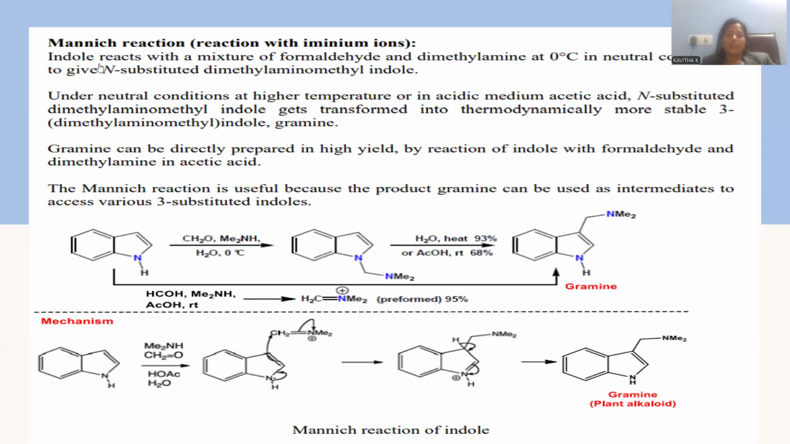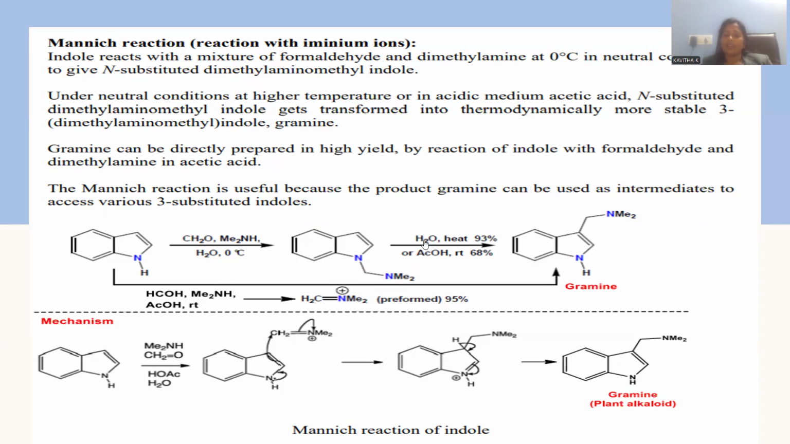And this is the reaction called Mannich reaction. Mannich reaction is a kind of named reaction operated upon the indole, treated with formaldehyde and dimethylamine, a secondary amine, in aqueous solvent media, and the reaction is quenched to 0 degrees centigrade, so that N-dimethyl alkyl substitution is generated over the nitrogen.